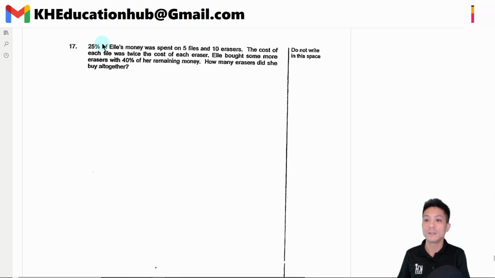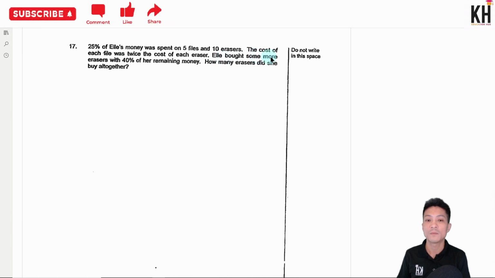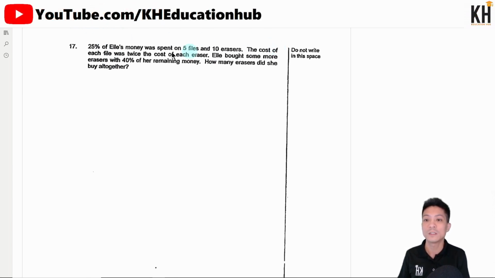Okay, question 17. 25% of L's money was spent on 5 files and 10 erasers. The cost of each file was twice the cost of each eraser. L bought some more erasers with 40% of her remaining money, and how many erasers did she buy altogether? So for this kind of question, the key thing is this one. The cost of each file was twice the cost of each eraser.